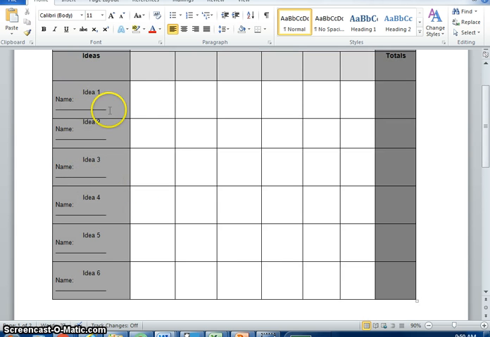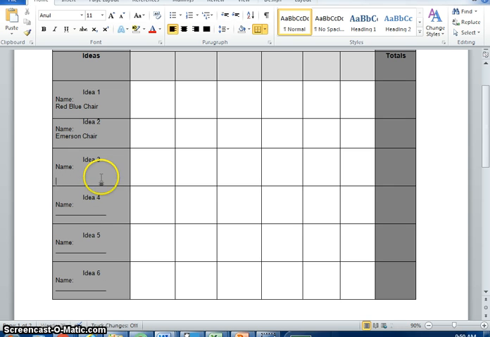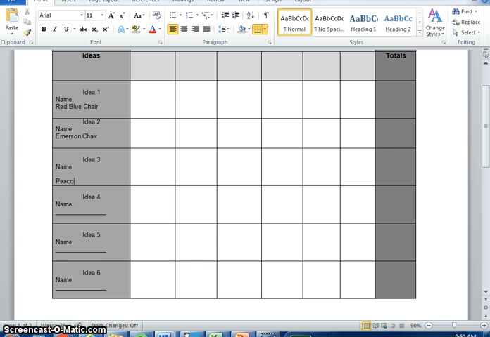So we're going to go back up to our decision matrix here, and we're going to call one the red-blue chair. Emerson chair, can you write that? We're going to come back and talk about our rockets, but right now we're applying our knowledge to these. And the one right below it, we're going to call the peacock chair.